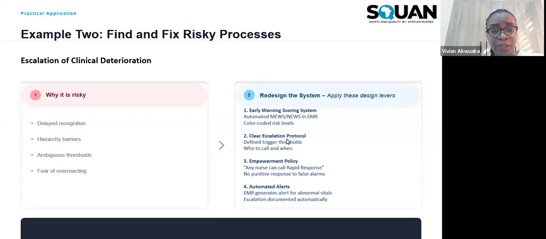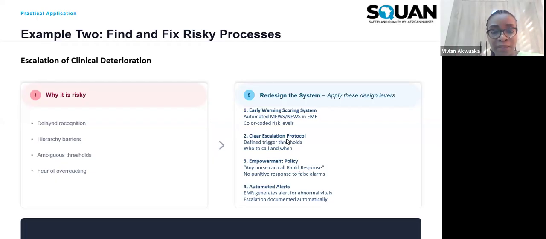Right? Color-coded risk levels: which patients are high acuity, which are medium acuity, which are low acuity. How do I allocate my nursing resources according to these patients? There's also a clear escalation protocol. Rather than saying you must tell this and tell that, we need to be clear. What are the trigger thresholds? At what point should I call? And who should I call? When should I call? All that needs to be clear to the staff on the shop floor so that things are done quickly and patients are attended to based on when they need to be attended to.